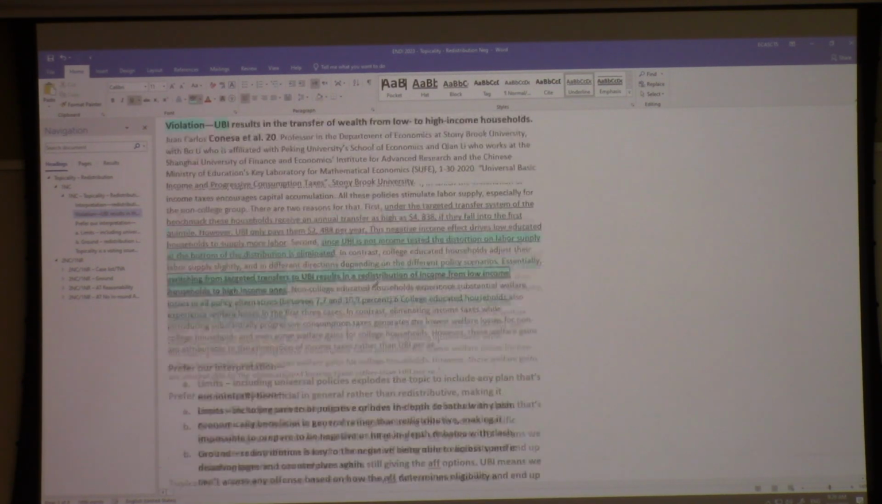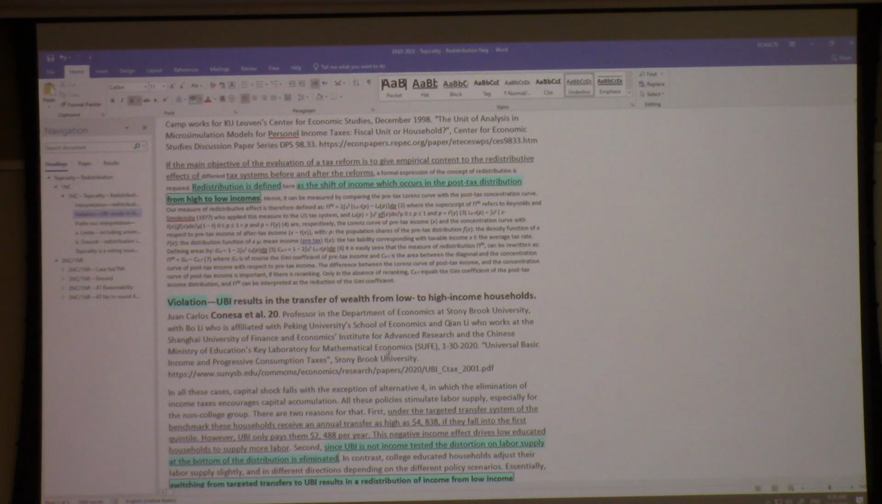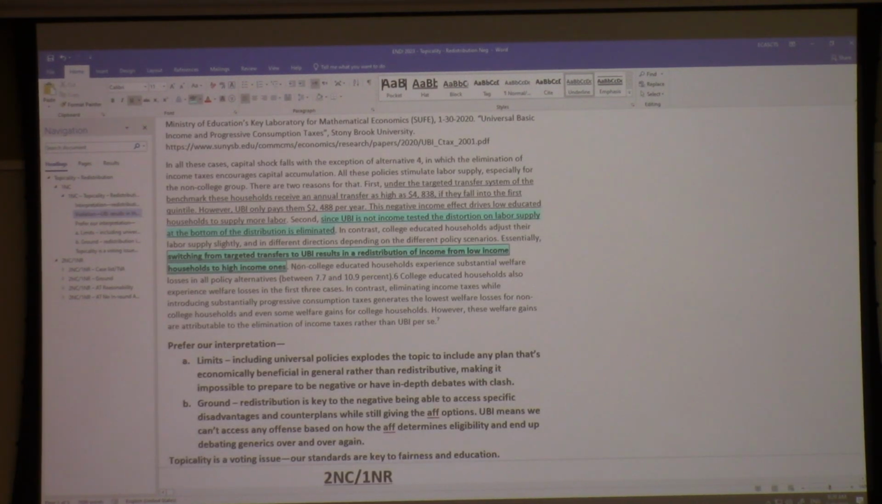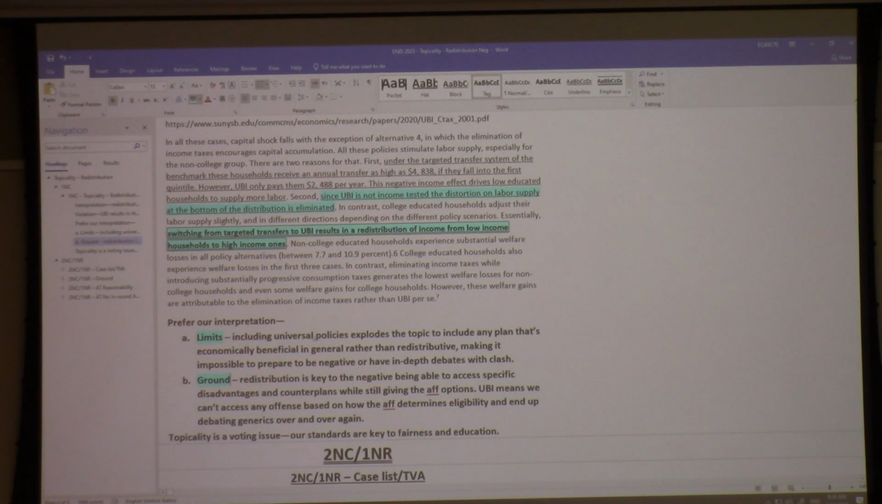So we have this violation that is defining what the plan itself looks like in comparison to the resolution. And then we have two nice reasons to prefer here. These are things that we talked about earlier. So the third part of our shell, standards or reasons to prefer. We have limits, which argues that any plan that's economically beneficial in general rather than redistributive would fall under the boundaries of the resolution, which would make it difficult for the negative to compete. And then we have grounds, which argues that negative ground, the things that the negative can say against the affirmative, is based on the ability to access ground based off of fiscal redistribution.